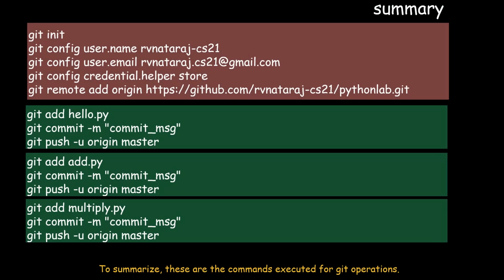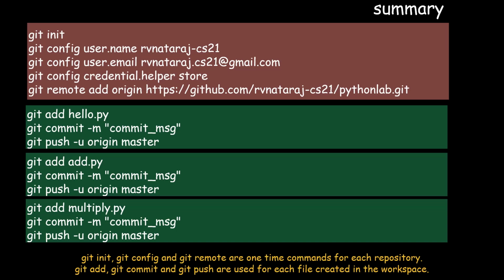To summarize, these are the commands executed for Git operations. Git init, git config, and git remote are one-time commands for each repository. Git add, git commit, and git push are used for each file created in the workspace.